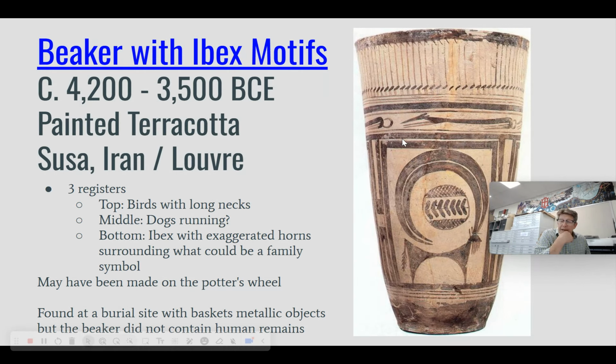If we think about that, who else does that? Can anybody think of a group of people who buried important people with a lot of other objects? The answer would be the Egyptians, right? So is there a commonality between these two cultures in Iran and Egypt?